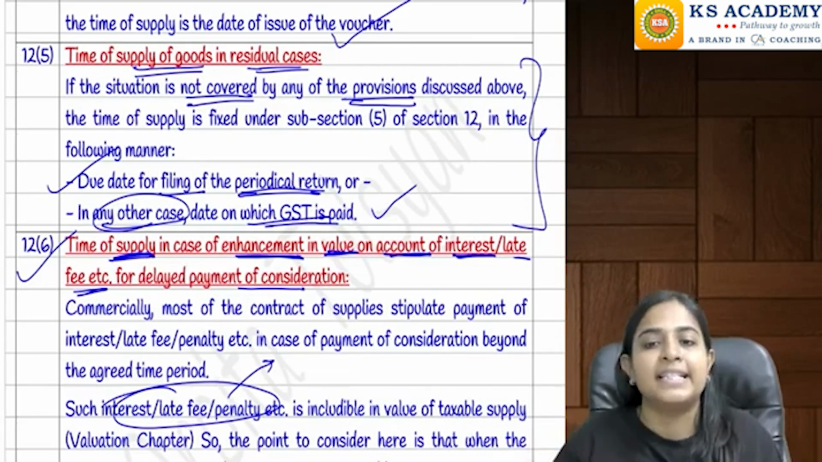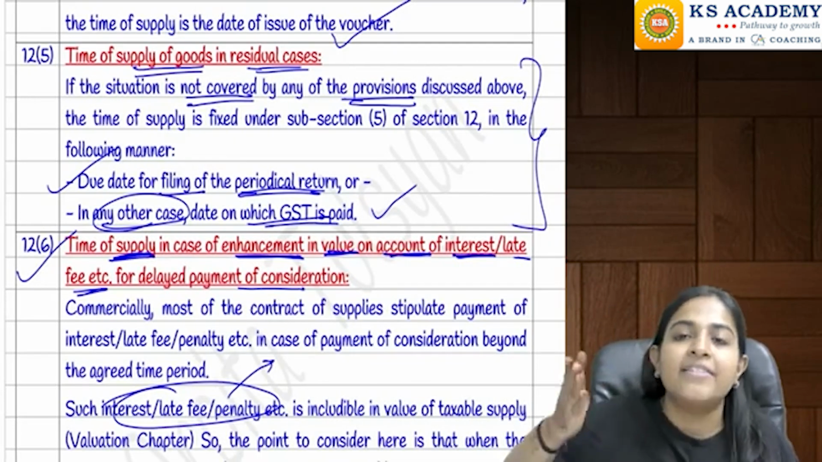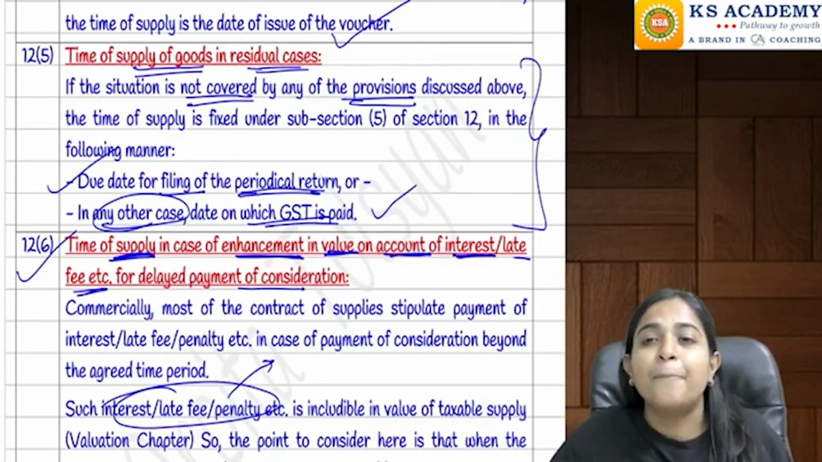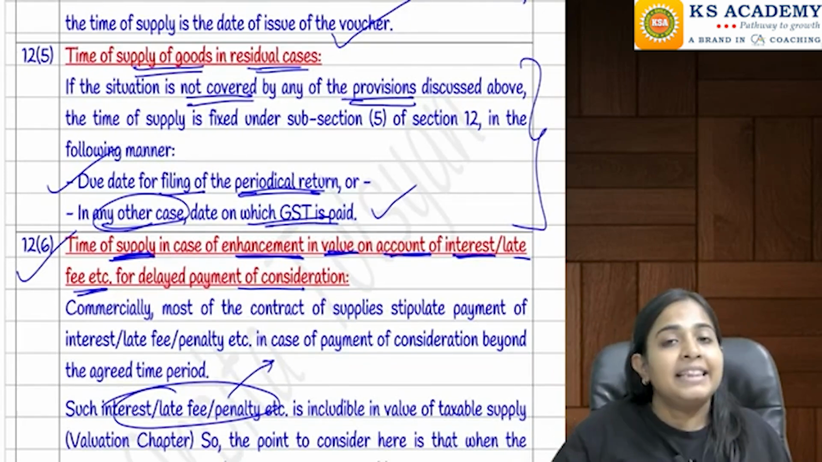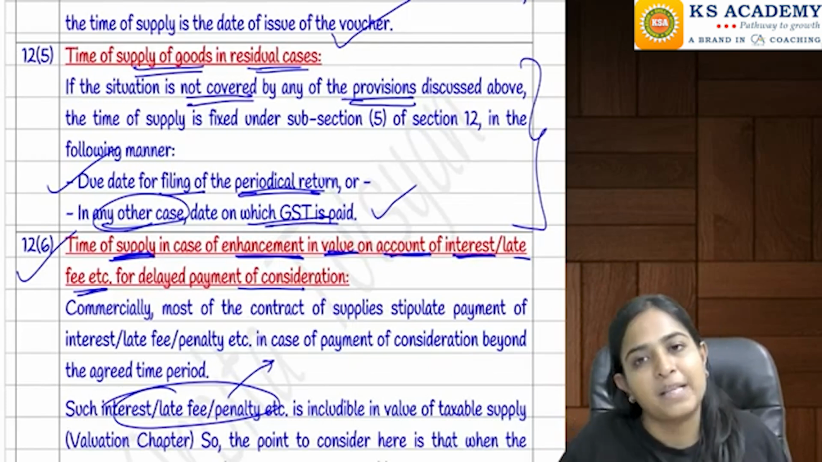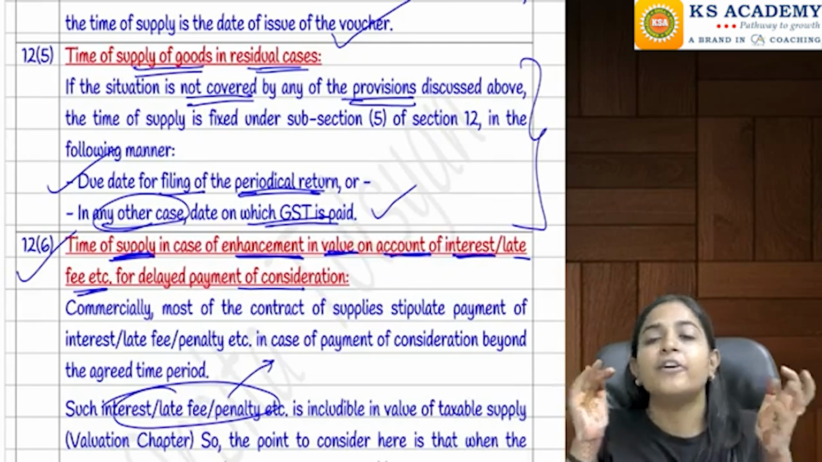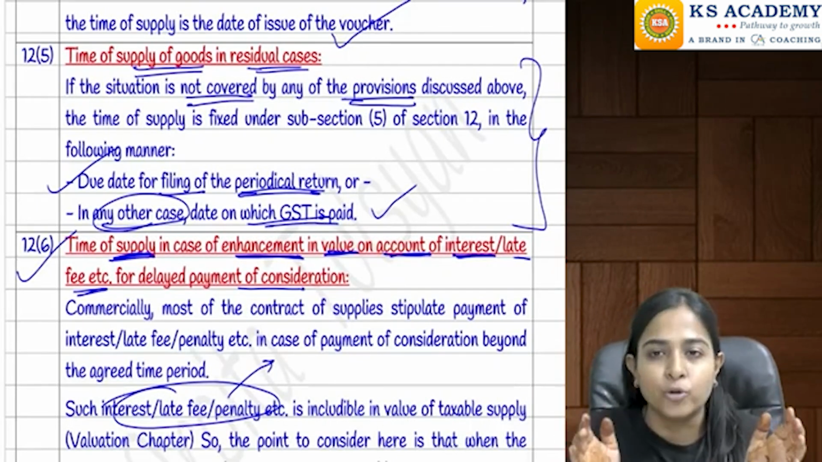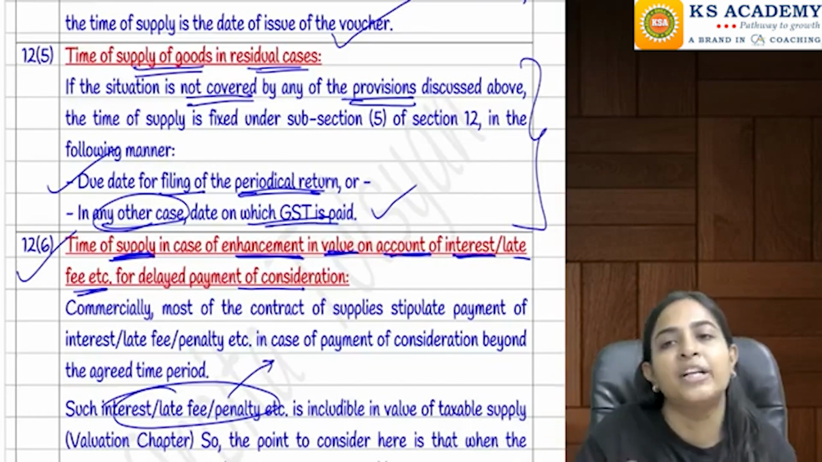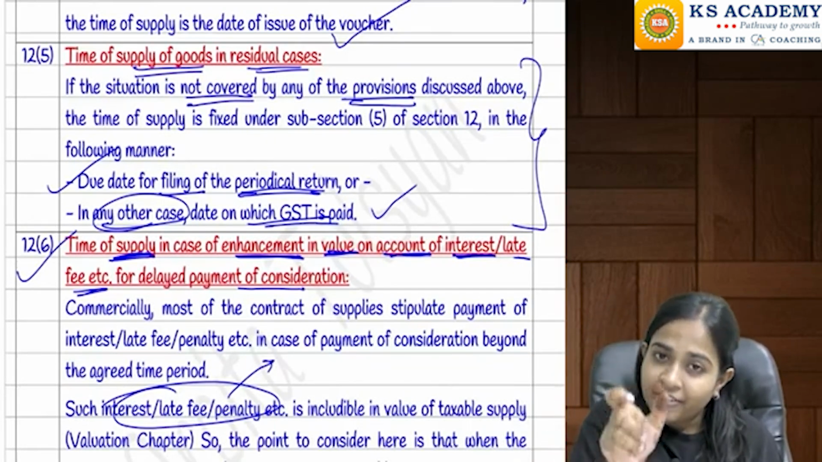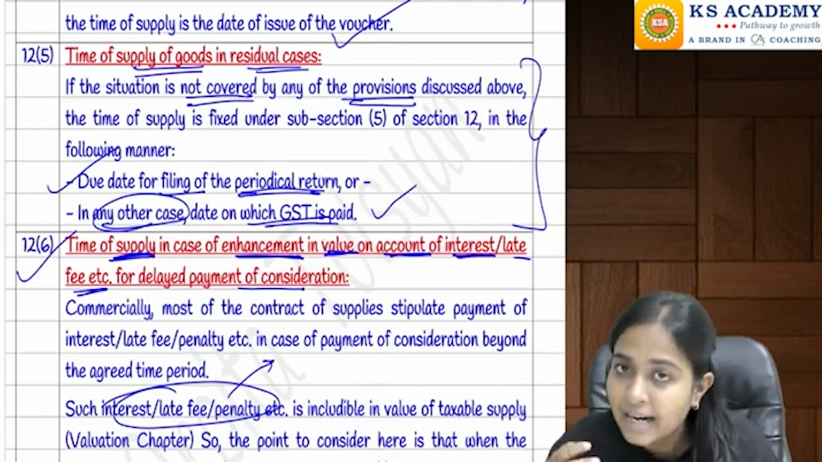Okay, for any other cases, if it is not possible to determine the time of supply, then whatever is the due date for filing the periodical return, that due date becomes the time of supply. Let's say I am talking about the first quarter of a financial year, that is April to June. If there is any supply during that period, and we are not able to determine the time of supply, then whatever is the due date of that quarter one becomes the time of supply for that transaction.